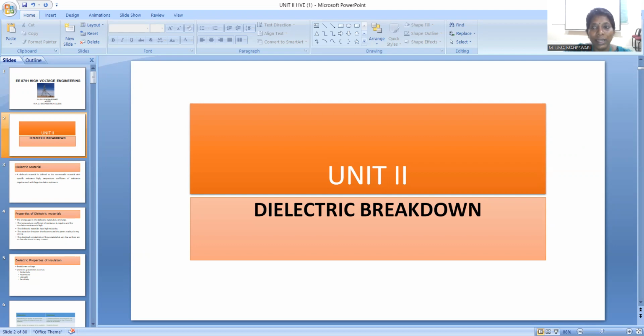Townsend's second ionization coefficient is represented by the symbol gamma. The number of secondary electrons produced per incident positive ion, photon, excited particle or metastable particle, and the total value of all these, is known as Townsend's second ionization coefficient, which is represented by the symbol gamma.